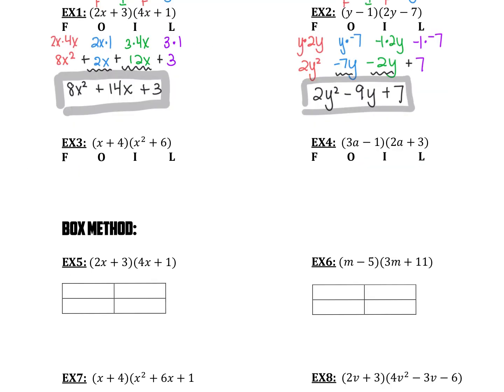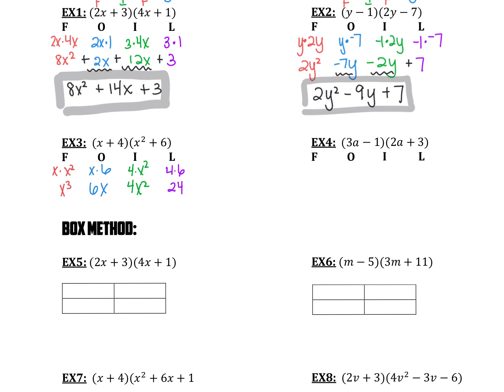Okay, let's look at this one. My firsts, I have an x times an x squared. X times x squared gives me x cubed. My outsides, I have an x times a 6, which gives me 6x. My insides, I have a 4 times an x squared, which is 4x squared. And then my lasts are 4 times 6, which is 24.